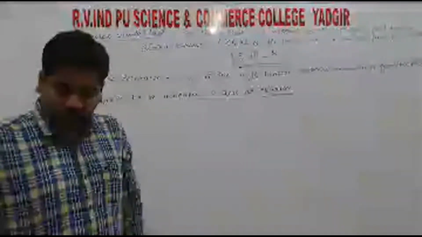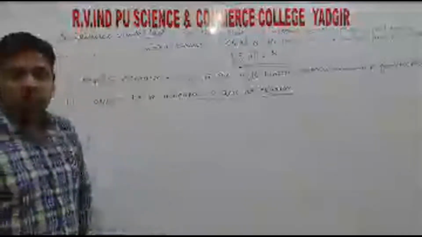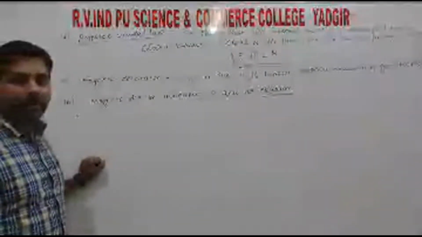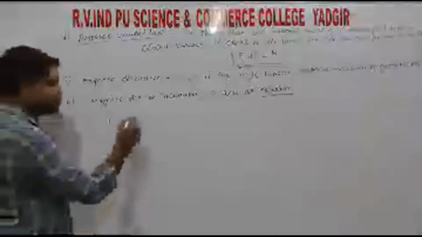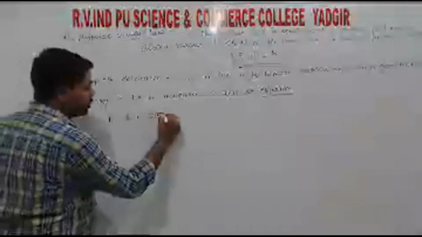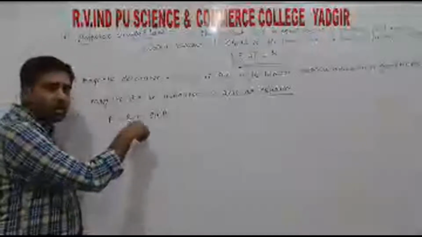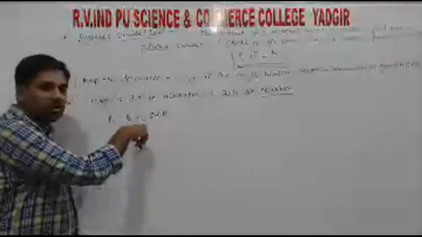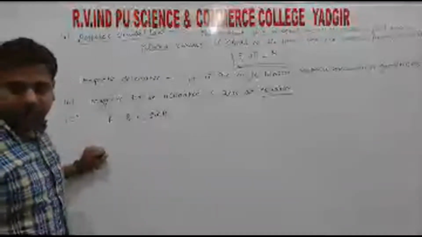Move on to the next question: when will the magnetic force on a moving charge be maximum in a magnetic field? A charge is moving in a magnetic field, and we derive the relation from the Lorentz force: F is equal to QVB sin theta, where Q is the charge, V is the velocity of the charge, and B is the magnetic field. Theta is the angle between the velocity and the magnetic field. In the question they ask when the magnetic force will be maximum.